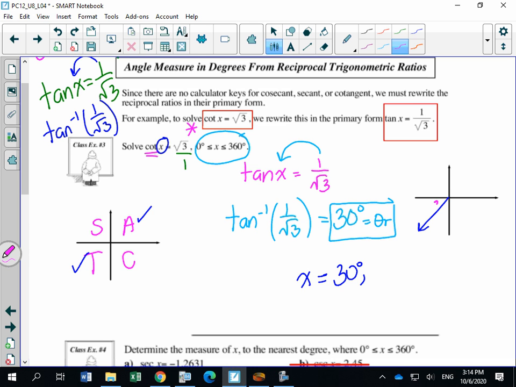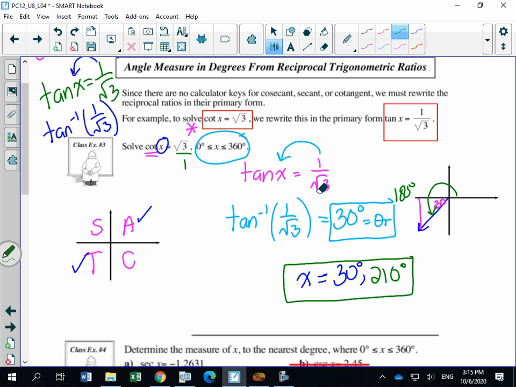So the reference angle always goes here because we have to make that acute triangle, which goes to your x-axis. They want the rotational angle, which is this answer here. And we know that this is 180 degrees, 180 degrees plus 30 degrees is 210 degrees. So those are my 2 rotational angles that would have this ratio, right?